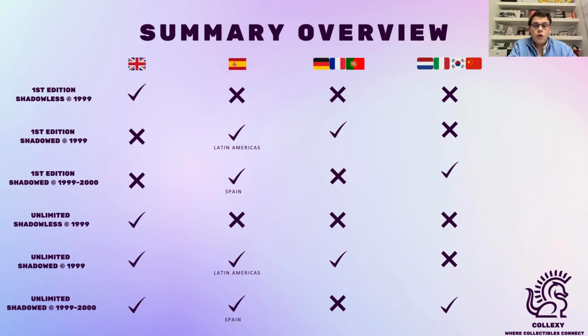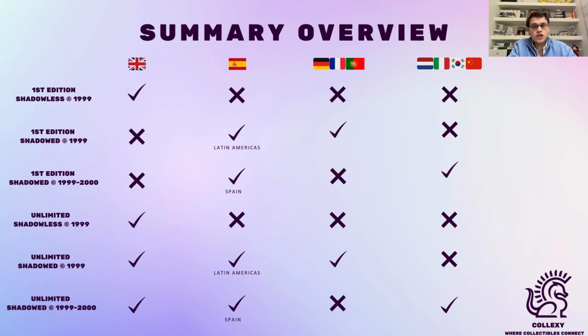So here we have a summary overview of all the different variants of the cards in the base sets with respect to the different languages in which they were printed. So the first edition shadowless was only printed in English, not in any other language. The other languages did have first edition cards.